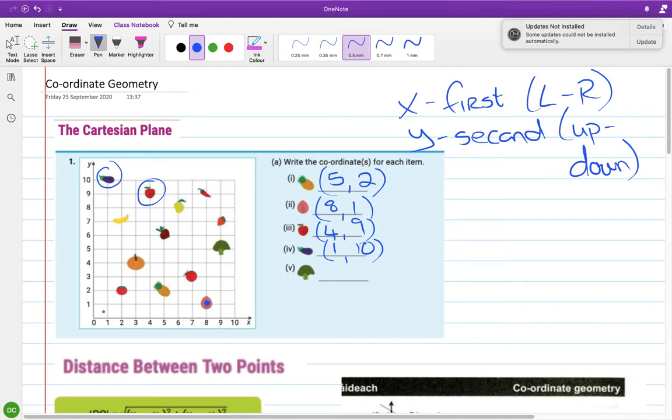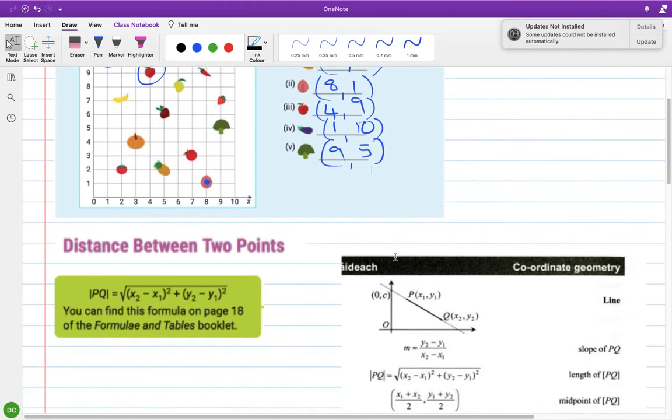And then the broccoli. So across it's 1, 2, 3, 4, 5, 6, 7, 8, 9. And then up 1, 2, 3, 4, 5. Okay, so you do your, in this case it was all right and up, but it could be left as well if there were negative numbers. So do your right-left first, that's your x coordinate, and then your up-down second, which is your y coordinate. Okay?